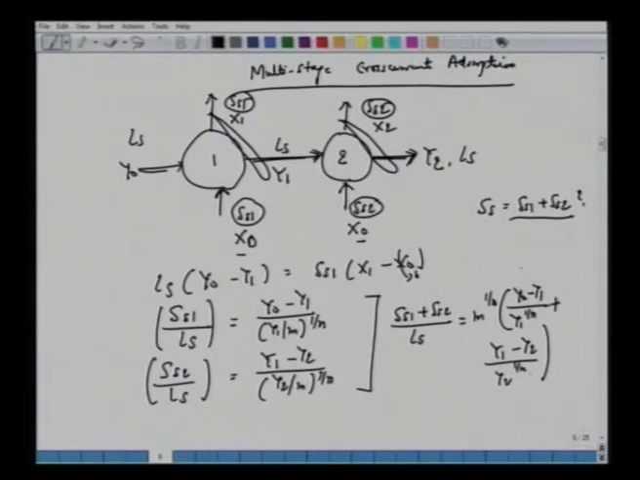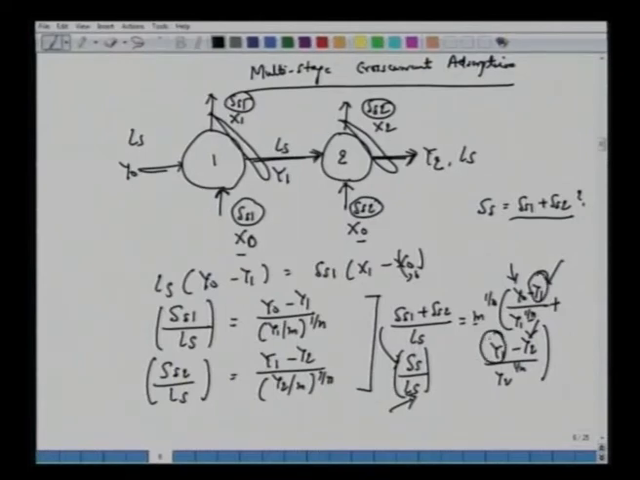Okay, so one can optimize the total amount of solid, which is now Ss over Ls. How do we optimize? Ls is fixed here, Y0 is fixed, Y2 is fixed, n is fixed, m is fixed. So the intermediate variable is your Y1.